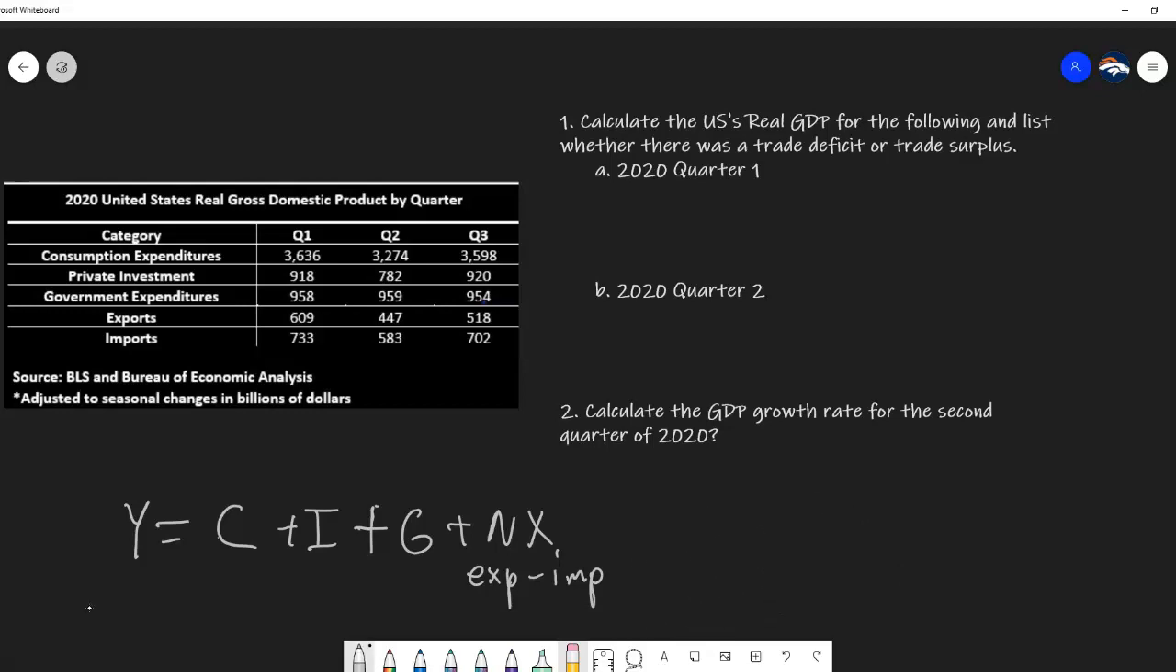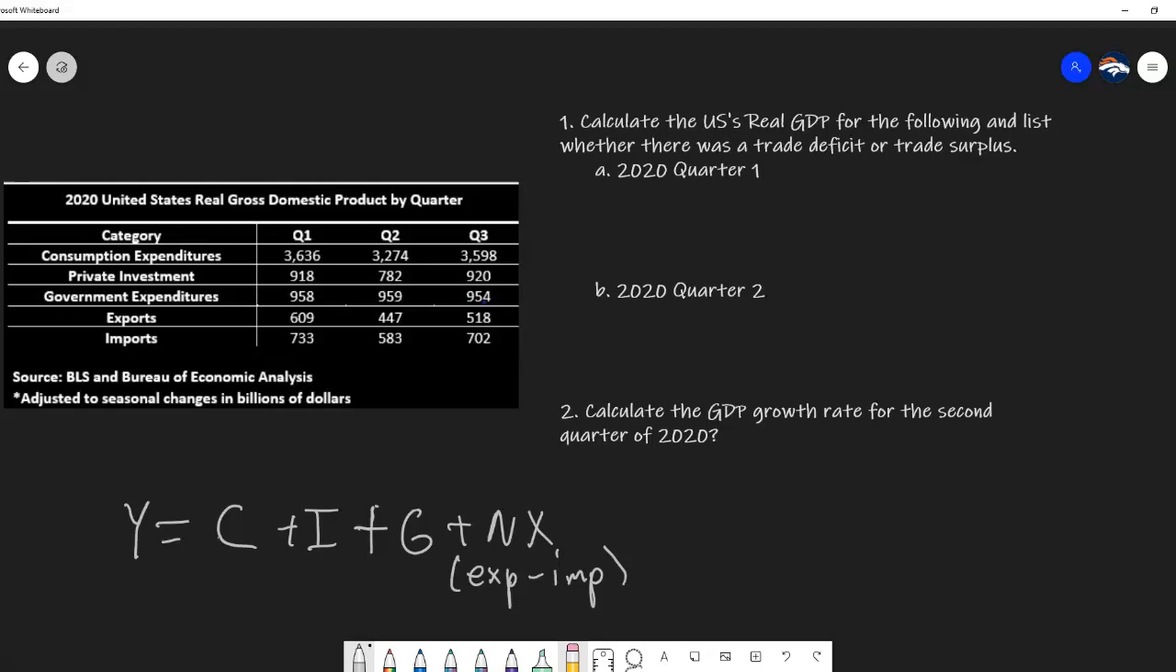Just highlight the equation down here on your screen, so that as we go through these problems, you can refer back to it. So Y equals C plus I plus G plus NX, or GDP equals C plus I plus G plus NX. And you understand, NX is exports minus imports.